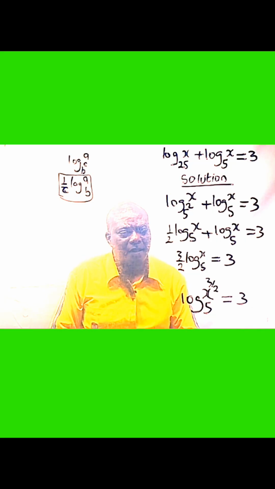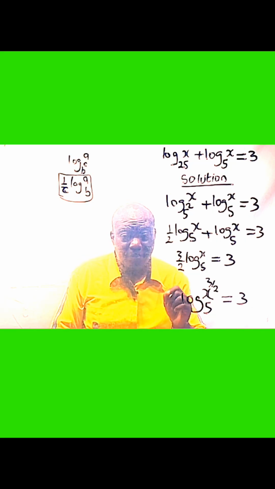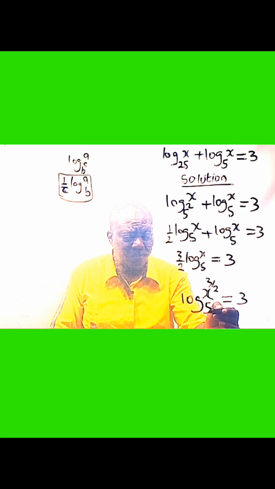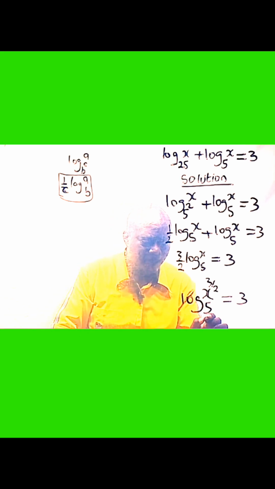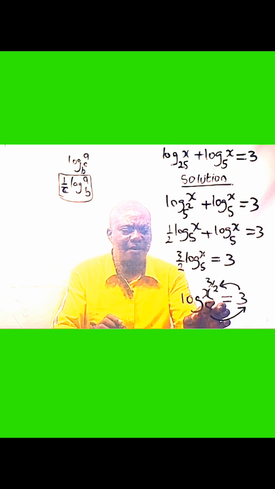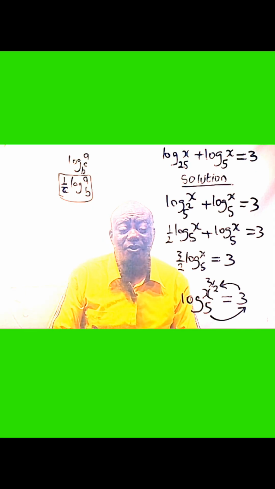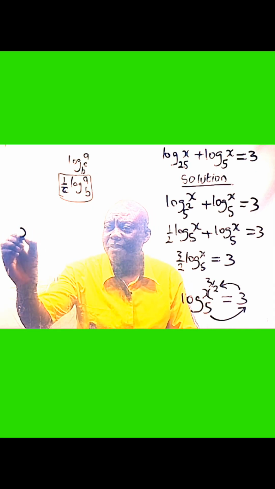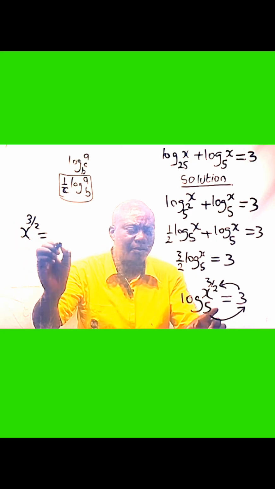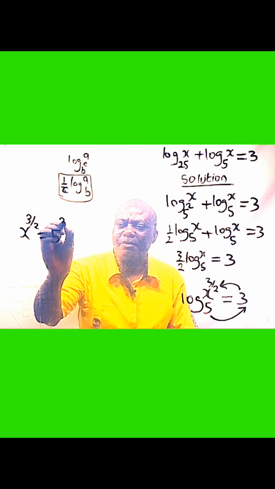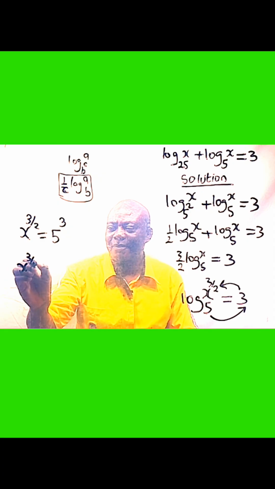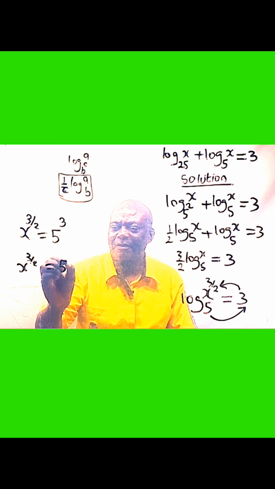According to the law of logarithm, the logarithm of a number is the power to which the base must be raised to give the number. Meaning this is the log in which this base will be raised to give us this. That means from there you can change it to index notation. So x to the power of 3 over 2 equals 5 to the power of 3.